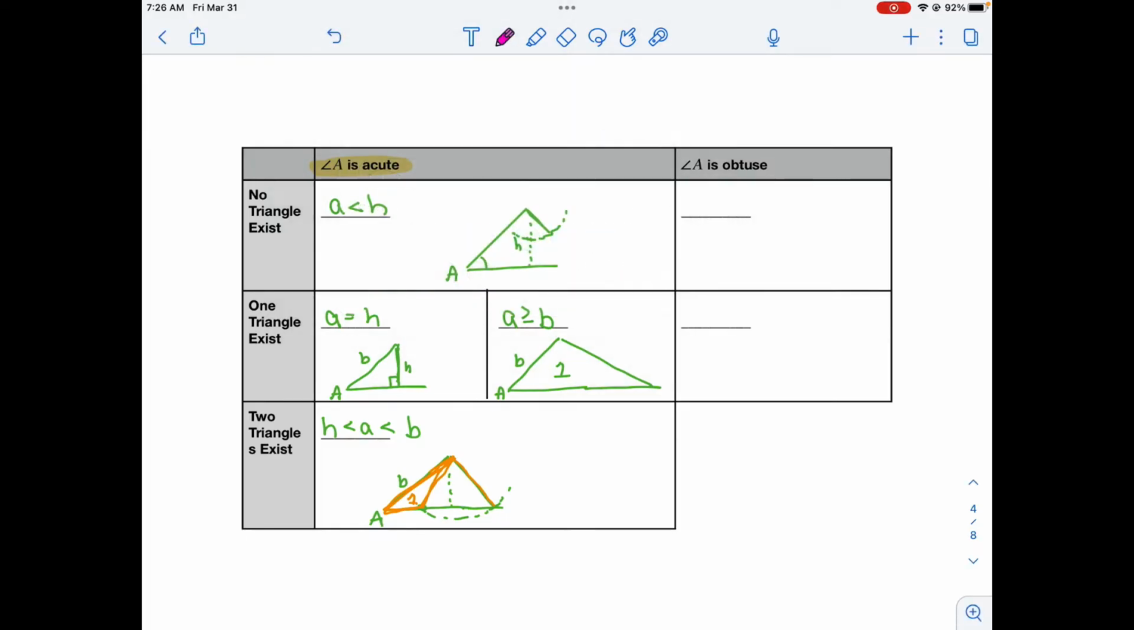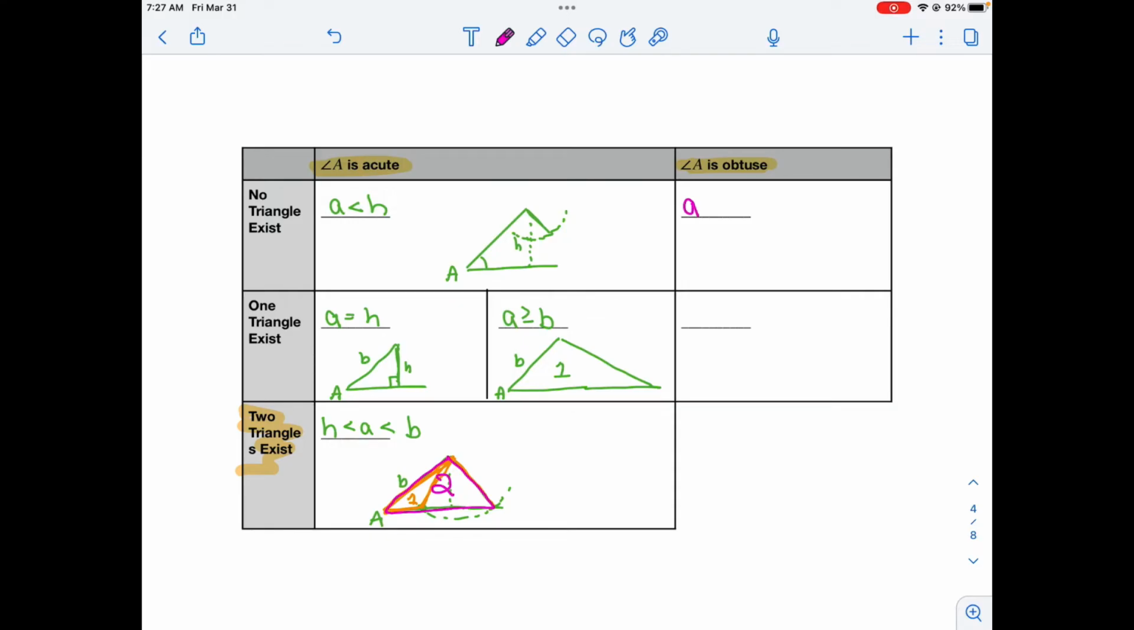Or if you look at this pink triangle, this big triangle formed, that's another triangle that's formed with those three given pieces of information. So this is an example where two triangles exist. Those are the three situations that occur if the angle given is acute. Now, if the angle given is obtuse, there's only two possibilities: no triangle or one triangle.